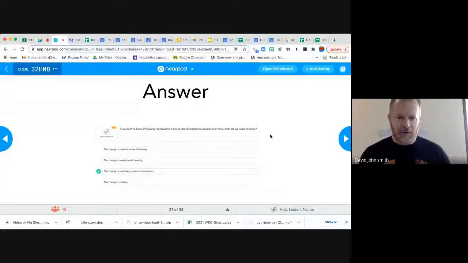Well, this one was much less clear. We want to know if housing has become more or less affordable to people over time. What do we need to know? Let's find out. All right, so just go back into the sharing. If we want to know if housing is more or less affordable, what do we need to know? We need to know the change in the purchasing power of the consumers. Interesting. Well done.